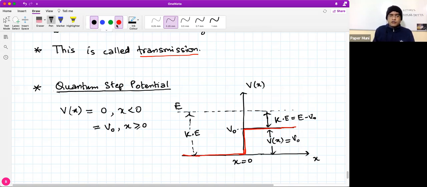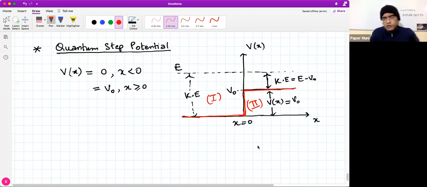Now let's call this region 1, and this region 2. So the graph looks the same as the previous one, just that we have taken the potential in a very simplified form. It is a function of x, but not varying gradually. It abruptly changes from 0 to V naught.